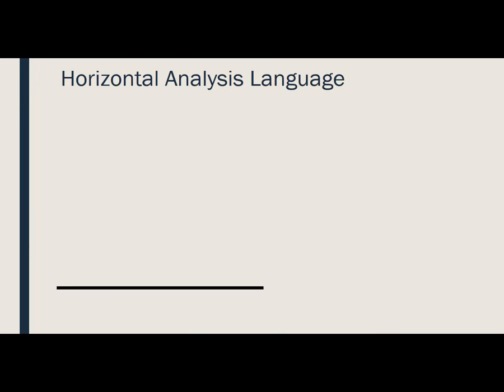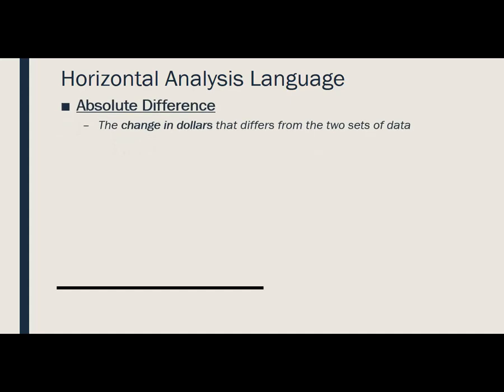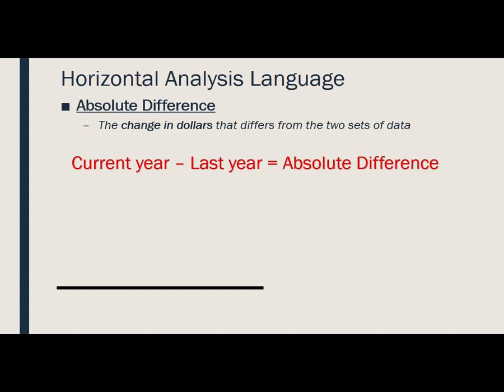So here's some very important language that you need to know and understand moving forward. First is absolute difference. An absolute difference is the change in dollars that differs from two sets of data. So if we were to compare this year to last year, our current year minus last year, that's our absolute difference. If we were looking at our current year compared to our budget, we would go current year minus our budget. So it would always be our current year minus whatever we're comparing it to, and that would give us our absolute difference.